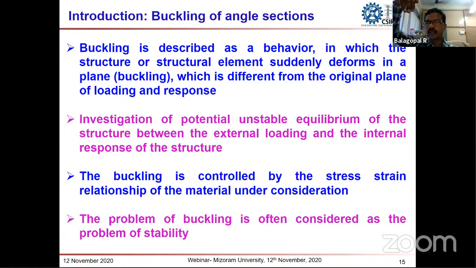Suppose we are loading in a vertical direction, and the structural element deforms in a plane which is different from the plane of the loading. That is called buckling. The structural element is deforming in a plane different from the plane of loading. That is described as buckling, and it occurs due to the unstable equilibrium between the loading and the internal response.